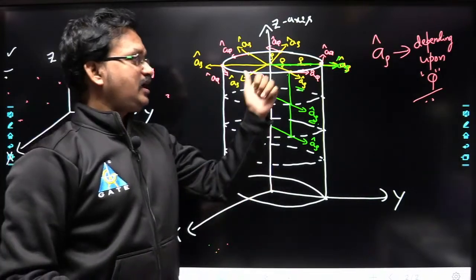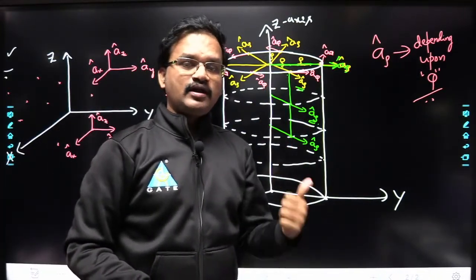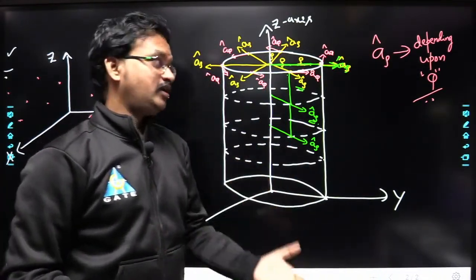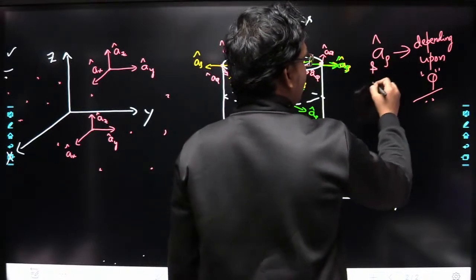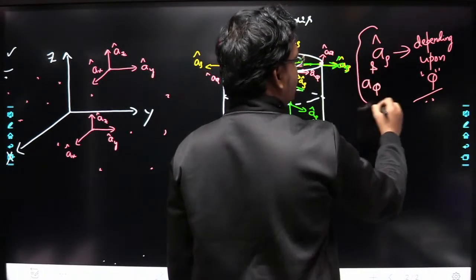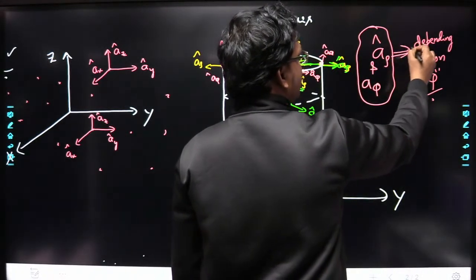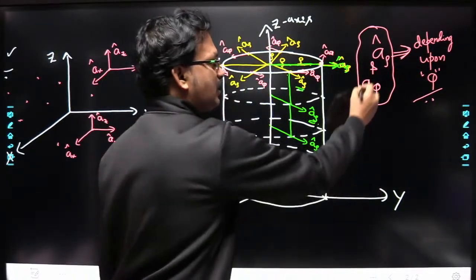Understood? That means a_phi cap will also depend upon what here? A_phi cap is also depending upon phi. So that means a_rho cap and a_phi cap, both are depending upon what? Both are depending upon phi.